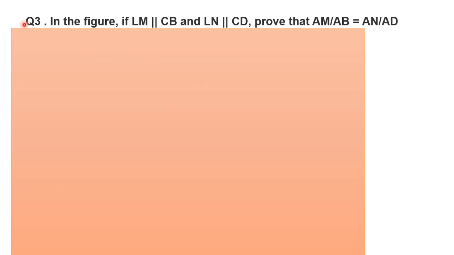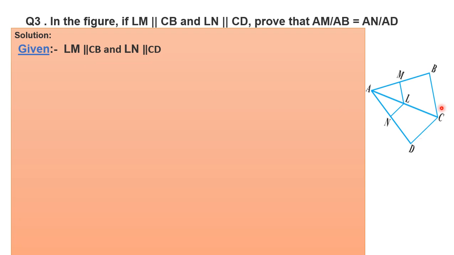The next, question number 3. In the figure, if LM is parallel to CB and LN is parallel to CD, prove that AM upon AB is equal to AN upon AD. Now let's start this. For the solution, we are given that line LM is parallel to CB and line LN is parallel to CD. So we have to prove AM upon AB is equal to AN upon AD.